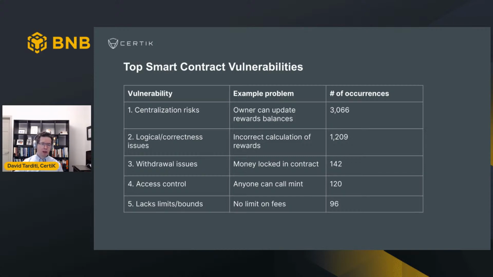Finally, we saw contracts that are lacking limits or bounds. This is like a contract that has no limit on fees. If the fee is adjustable, it means that somebody could potentially change the fee to be really high for operating the contract and drain value from the contract that way. And the number of occurrences we saw was 96.